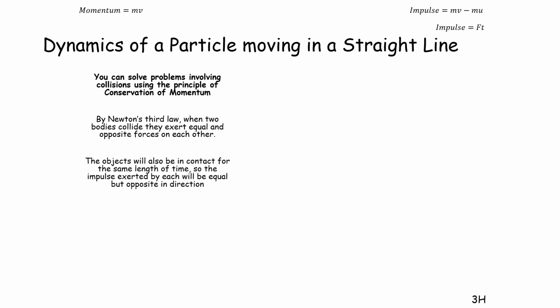Alright guys, so now we're going to look at the principle of conservation of momentum. By Newton's third law, when two bodies collide, they exert equal and opposite forces on each other. The objects will also be in contact for the same length of time, so the impulse exerted by each will be equal but opposite in direction. Therefore, these changes in momentum cancel each other out. The overall momentum is unchanged.